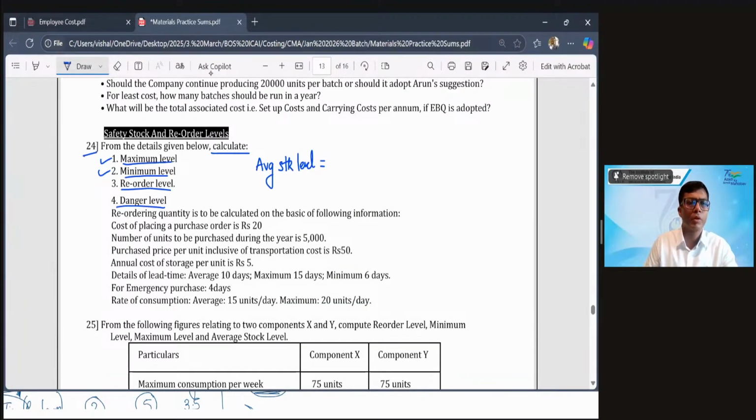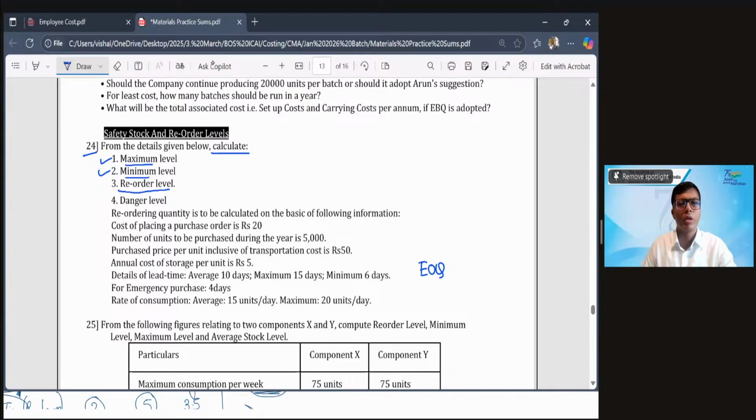When all these stock levels are asked, you should always first calculate two things. One is to calculate your EOQ. Why? Because that is asked in one of the stock level formulas. And in all the stock levels, you should always first calculate ROL. Why? Because ROL is the basis for finding out maximum and minimum both. Correct?